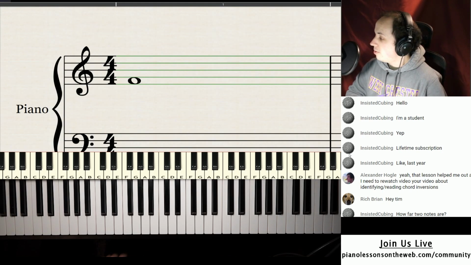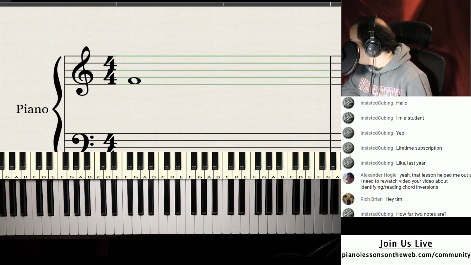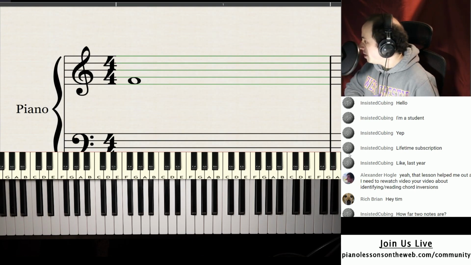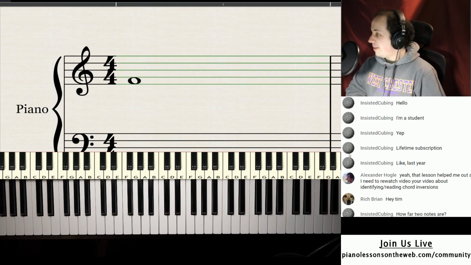Yeah, how far two notes are. Yeah, exactly. Hey, Alexander's here again. Yeah, that lesson helped me out a lot. I need to rewatch your video about identifying reading chord inversions. Yes, that one is a good one as well. Hey, Rich, how's it going? I was afraid you weren't going to make it tonight.